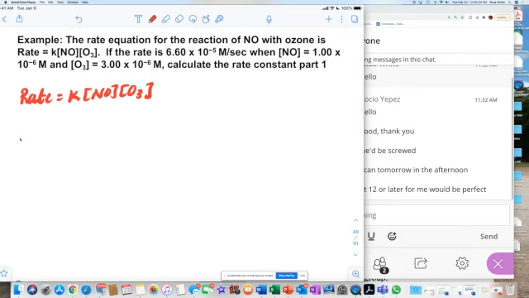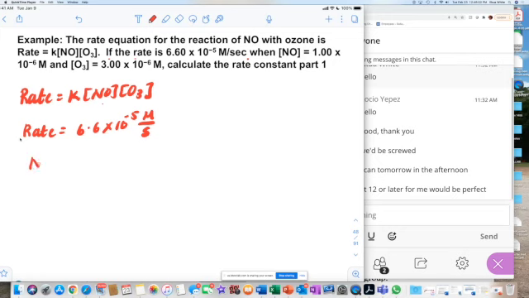You see from this right here, the order is first for NO and first for O3, right? So I'm just saying right here, okay? So you could say the overall order is 2, 1 plus 1, 2. They didn't ask you all that. I'm just saying since we're here. So if the rate is, so we're given rate is equal to 6.6 times 10 to the power negative 5 molar per second. So I'm right here.